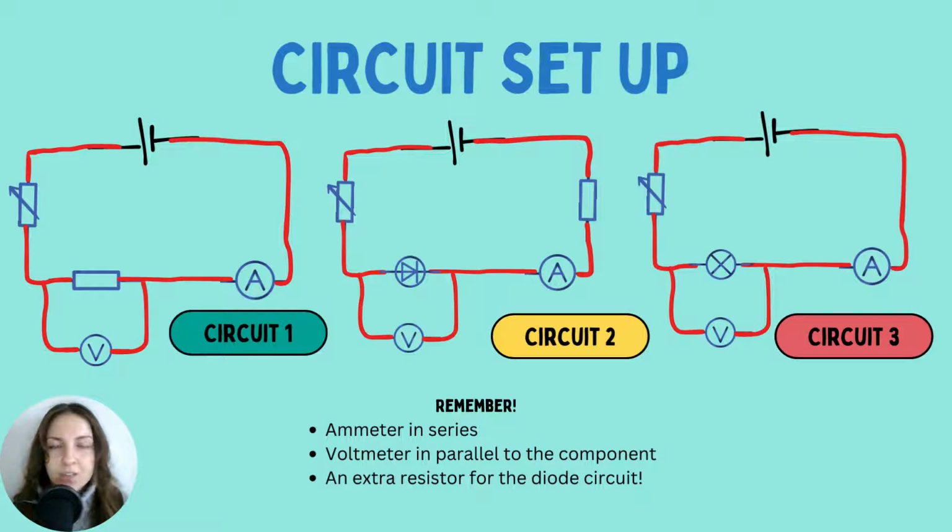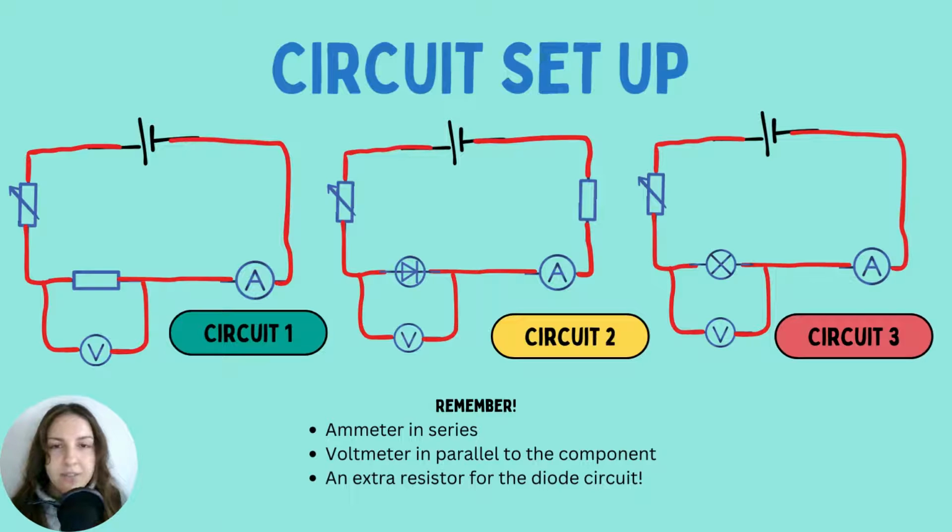So the first circuit you can see we've got our fixed resistor. The ammeter, remember, has to be connected in series to the component you're looking at, and the voltmeter needs to be connected in parallel to the component. So you can see that there in circuit one. We also have our variable resistor on the left hand side of that circuit and our power supply as well.